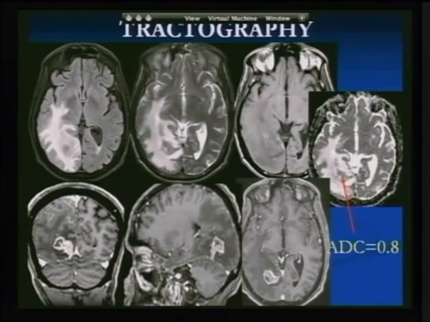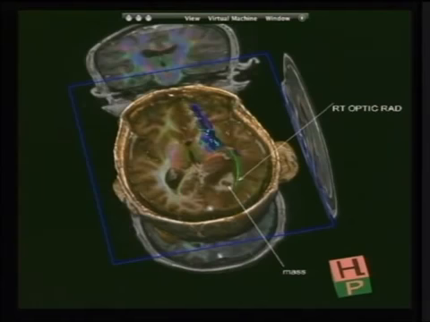Another patient comes with a mass along the fusiform and lingual gyri, an enhancing mass with a low ADC, denoting that it is an aggressive tumor. The surgeon wants to know where the optic radiation is in relation to that mass. Here is the answer. Again, this is the mass.